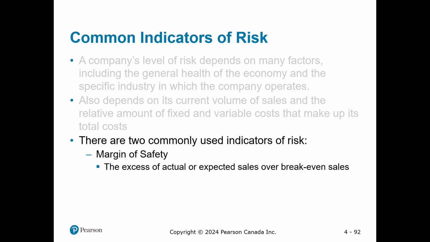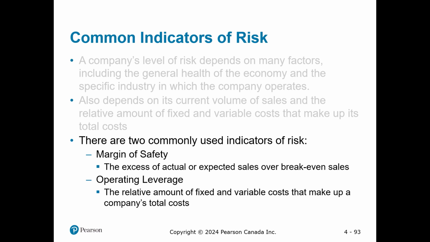There are two commonly used indicators of risk, and one is the margin of safety. Margin of safety is the excess of the actual or expected sales over the break-even sales. And the operating leverage is the other one. It's the relationship between the fixed and variable costs that make up the company's total costs.